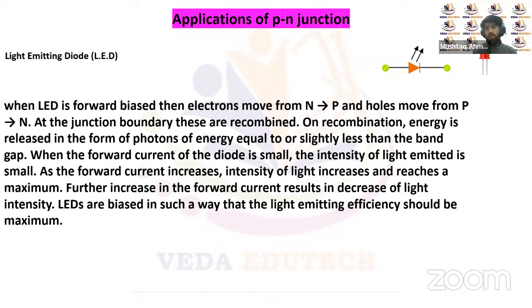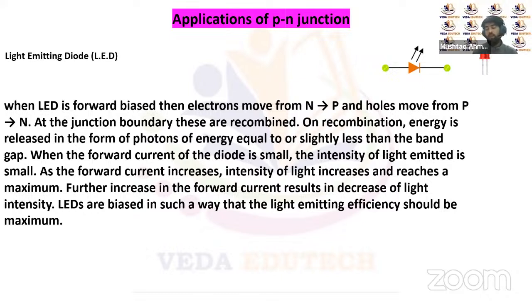So if the forward current is increased, the intensity of light emitted increases. When the forward current of the diode is small, the intensity is less, and when the forward current is increased, the intensity will increase, right? And it will eventually reach its maximum, right? Every diode has its maximum limiting value because of the formation of the depletion region. So a further increase in the forward current will not increase the intensity, right? It actually results in a decrease of the intensity of light, right?